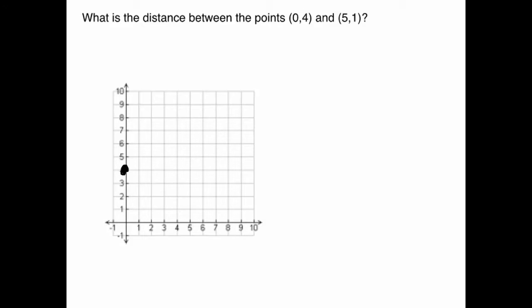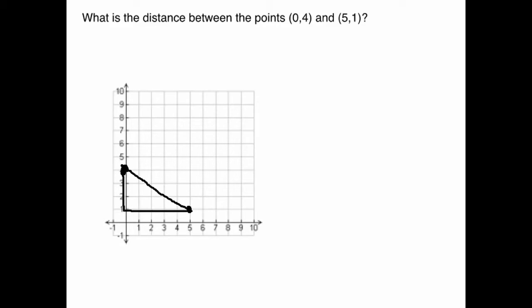Alright, next one is 5 and 1. So go to where x is 5, y is 1. Boom, right there. I'm going to go ahead and draw my points. Now what I want to do is go ahead and draw legs to form a right triangle. So I can go ahead and connect these points. And then I just have to draw the rest of it to get a right triangle.